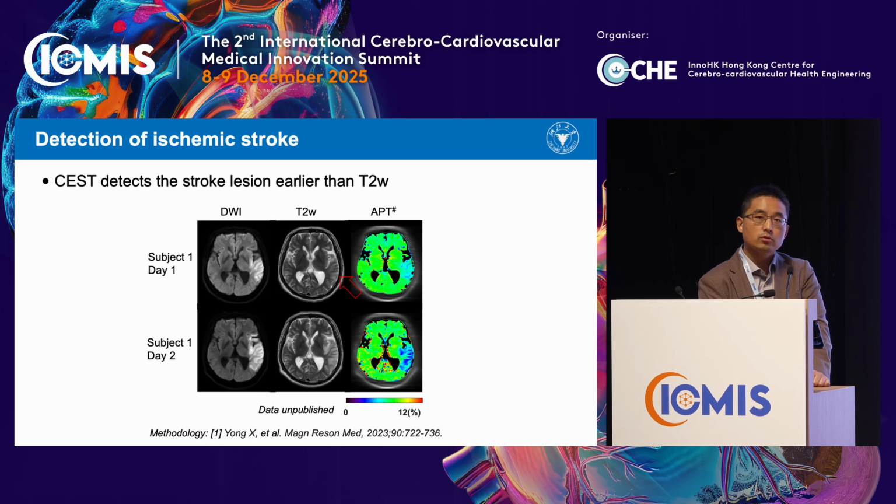In our patient cohort, we haven't seen the CEST MRI detect lesions earlier than diffusion MRI. But in literature, in the rat models, in some cases, CEST MRI can even detect stroke lesions earlier than diffusion MRI. That's quite promising.